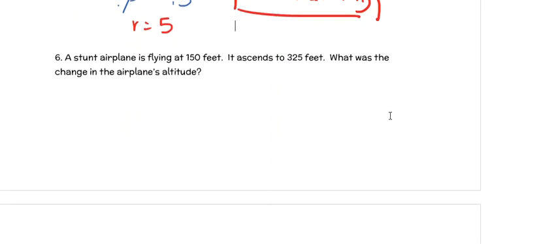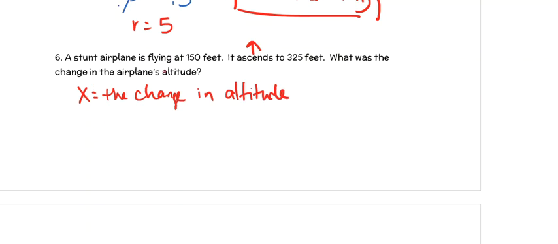A stunt airplane is flying at 150 feet. It ascends to 325 feet. What was the change in the airplane's altitude? So ascends means it's going up, okay? It's going higher. What was the change in airplane's altitude? So I'm just going to use X this time because there's a lot of, what was the change? The difference, the change in altitude.